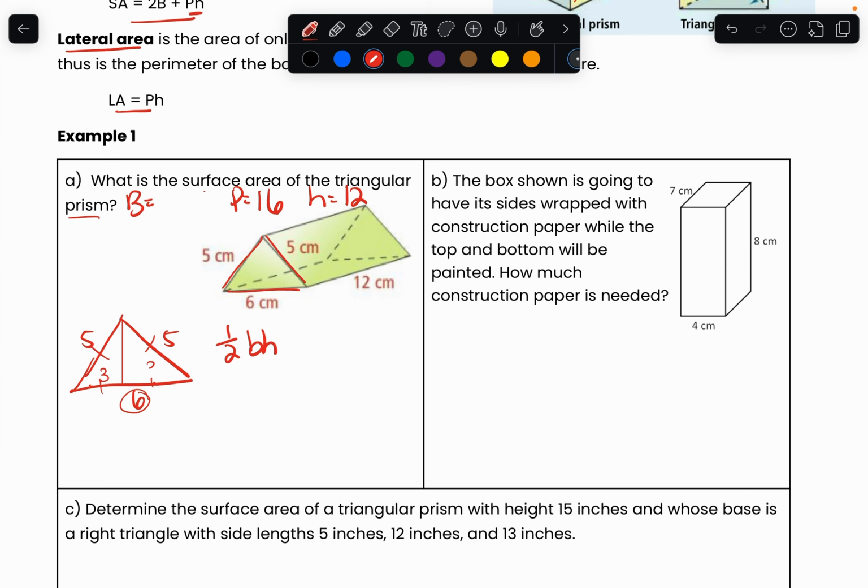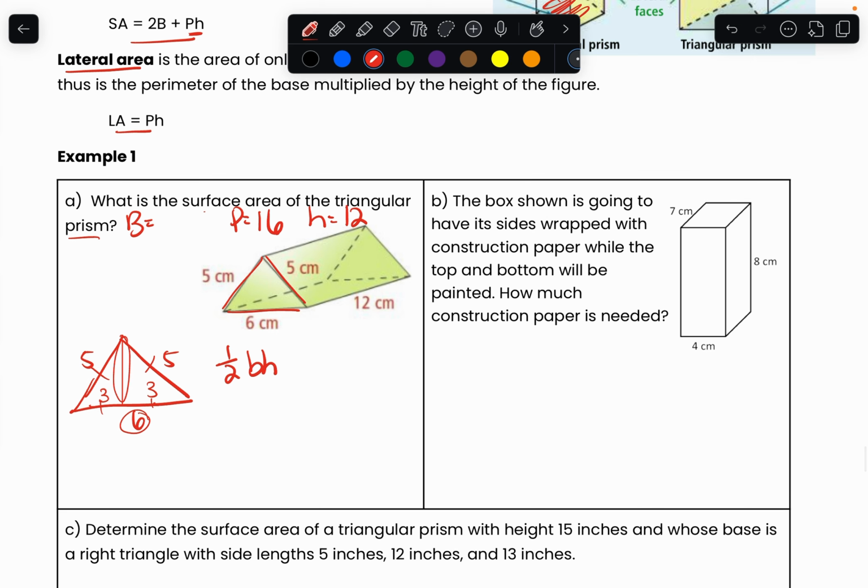To find my height in the middle, I'm going to draw half the triangle. I have the 5 here, I have the 3 here, and I'm trying to find my height. I know this makes a 90-degree angle because that's where I drew it from, a straight line. And now I'm trying to find the missing height.